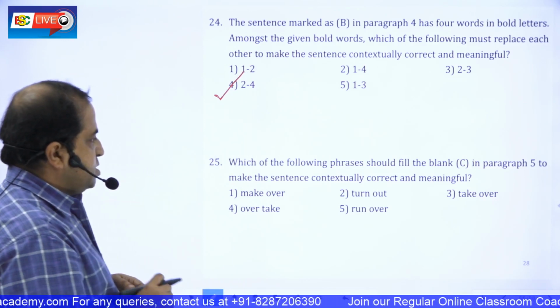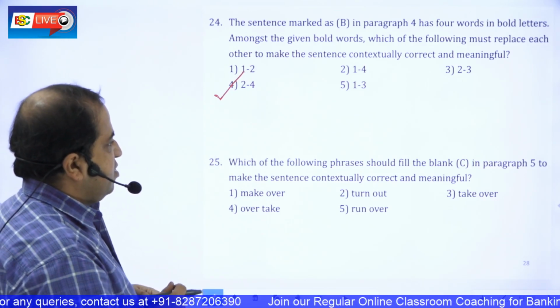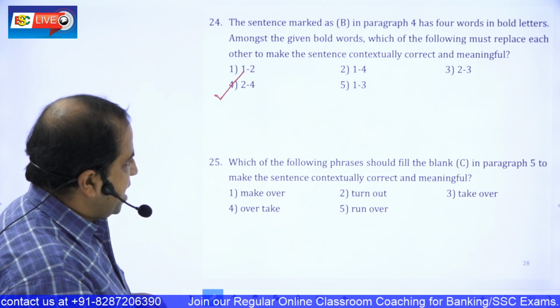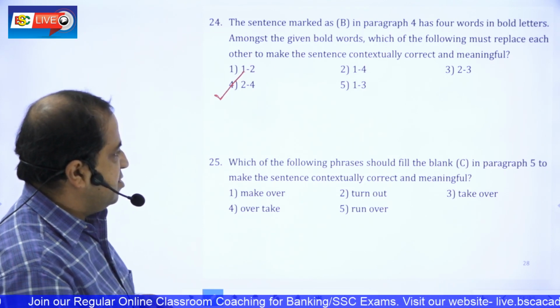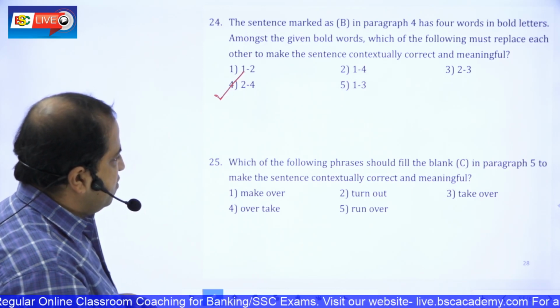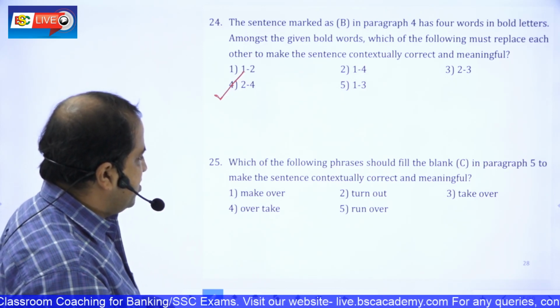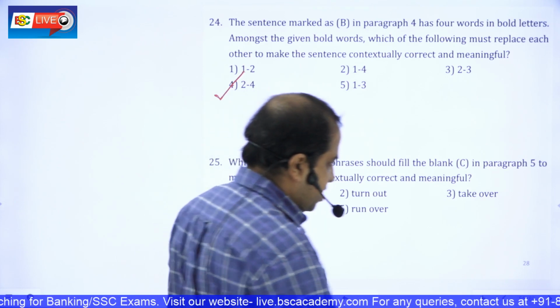Then we come to question number 25. Which of the following phrases should fill the blank C in paragraph 5 to make the sentence contextually correct and meaningful? Makeover, turnout, takeover, overtake, run over. Now let us see in paragraph 5.